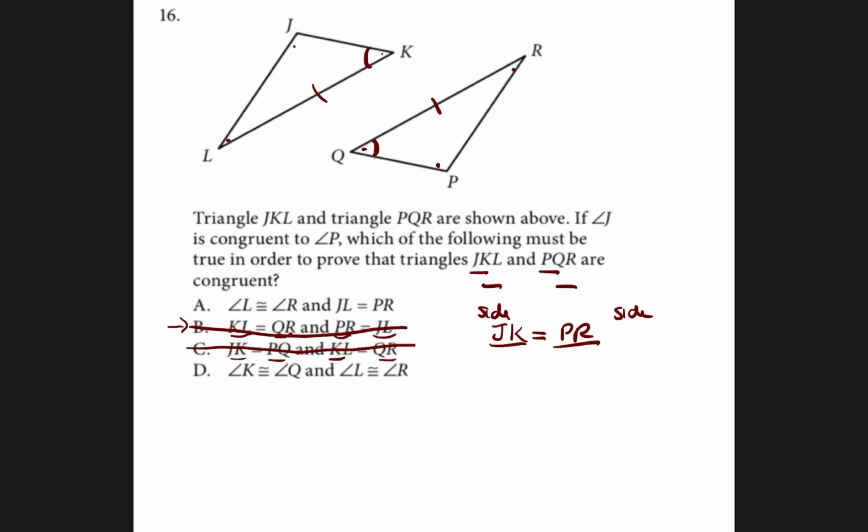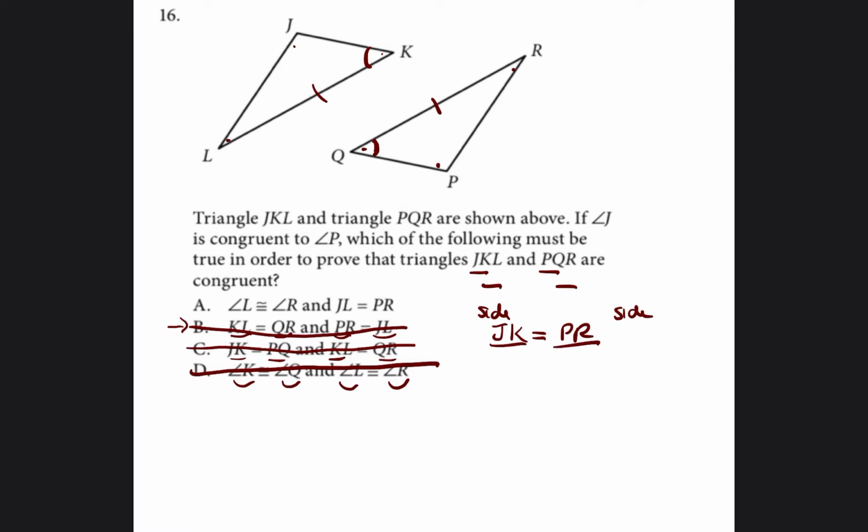D, now this is talking about the angles being equal to one another. That's great, but again, you need congruent sides and you need congruent angles. D only shows angles that are equal to each other. So the answer would be A.